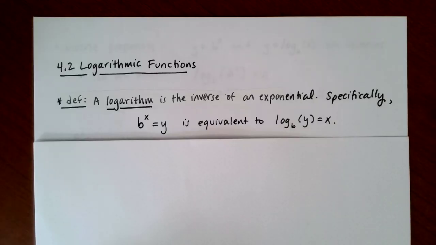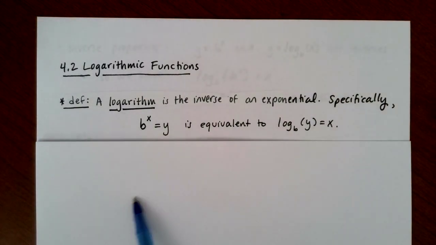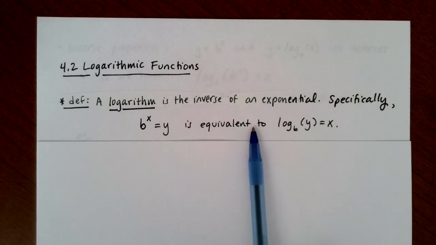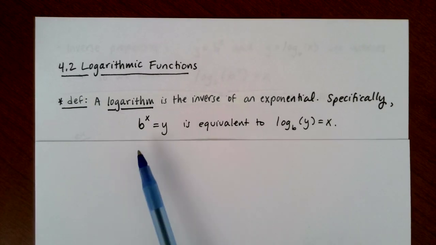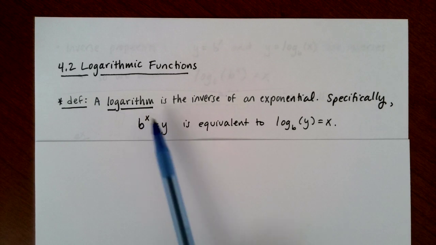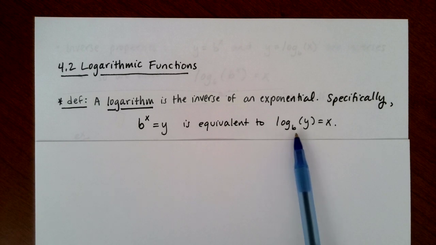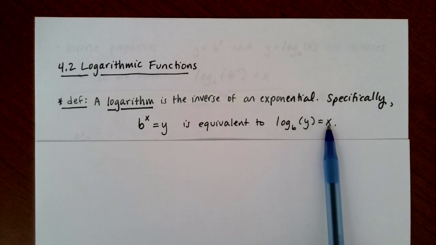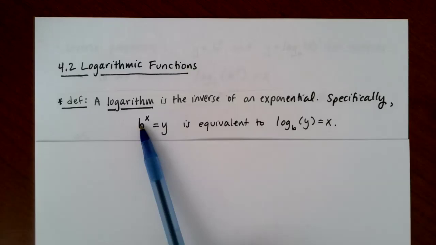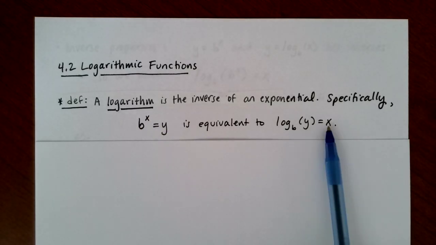Start your notes for section 4.2, logarithmic functions. So we'll start with the definition of a logarithm. A logarithm is the inverse of an exponential. So if we have b to the x equals y, so just some base to an exponent equals a number, that can be rearranged into an equivalent statement, log base b of y equals x. So whatever the b, x, and y were in this expression, it would be the same b, x, and y over here.